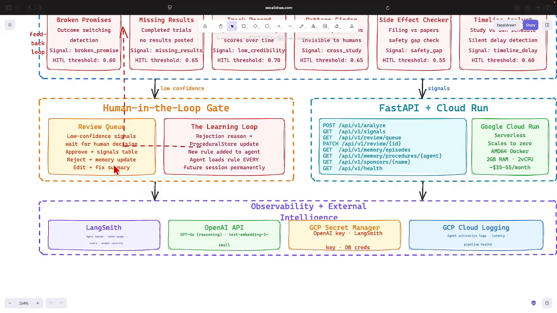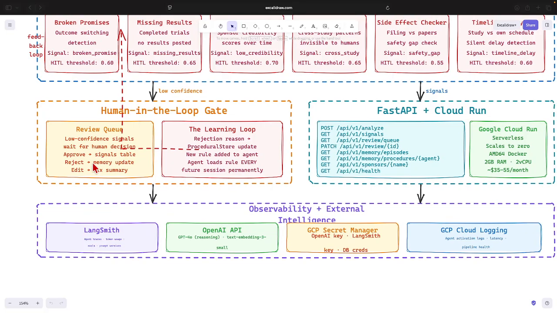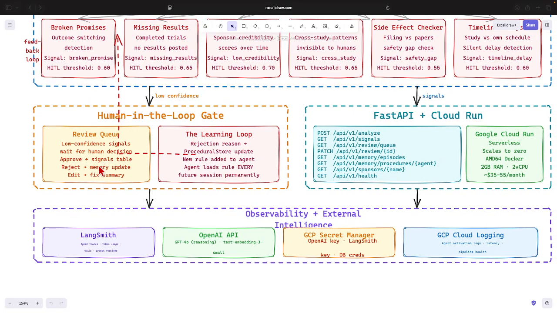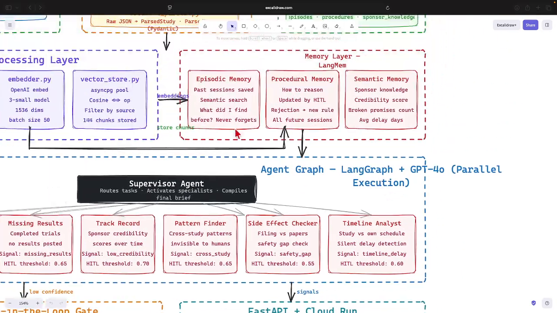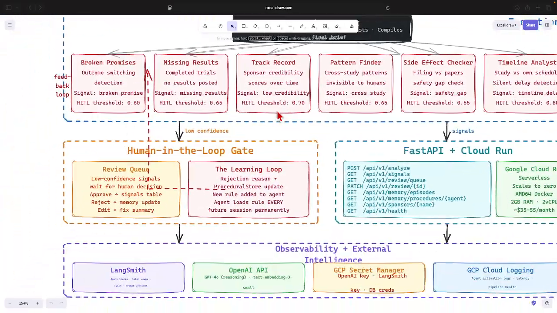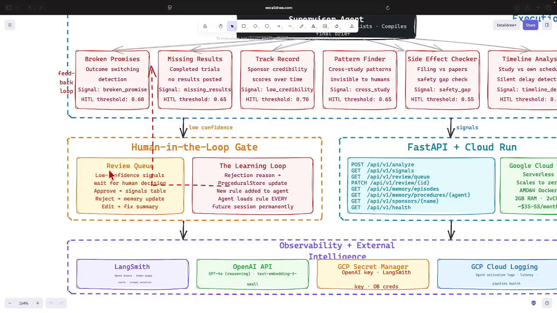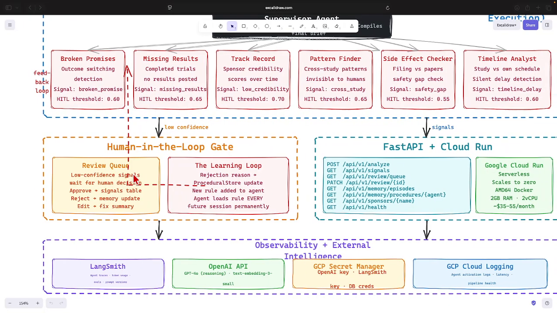Okay, and the rejection is the most important part, right? When a human rejects a signal or an output and explains why, that reason gets returned back into the agent's reasoning procedure, and that also updates your procedural memory. Okay, the agent uses this new rule in every single future session permanently, right? So try to understand, we are not just storing a correction, it is changing how my agents think. Over time, the system gets smarter from the human feedback.